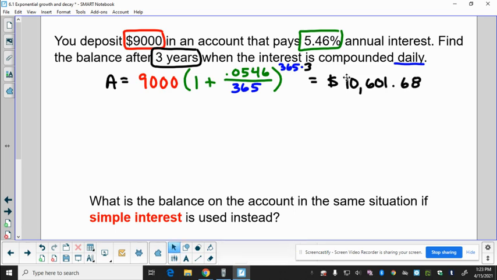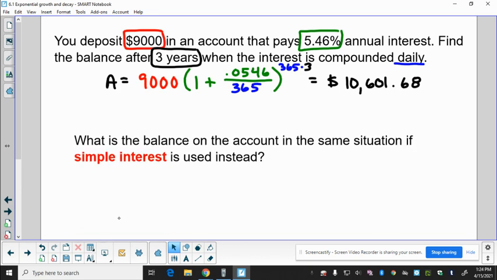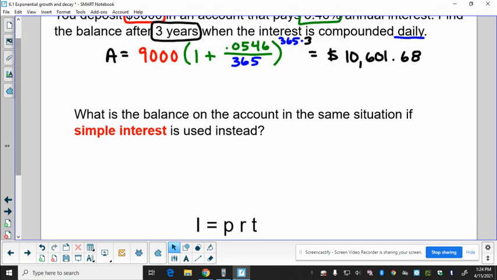Well, let's remember that. And let's go down to the next question here. It's about simple interest. So I think I'm going to just slide this up here so we can see it. So it says, well, what's the balance on the account in the same situation if simple interest is used instead? So I'm going to show you a formula. Here's the formula for simple interest.